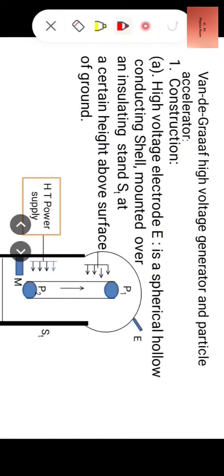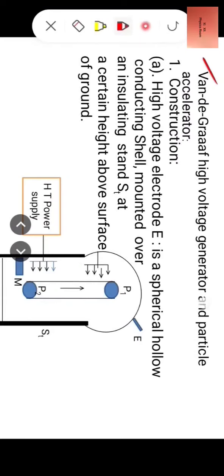Hello friends, continuing with the topic Van de Graaff high voltage generator. Today we take up the next part of it, that is part 2, Van de Graaff high voltage generator and particle accelerator.